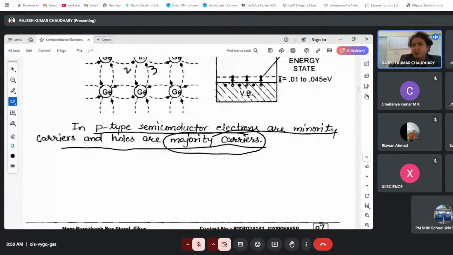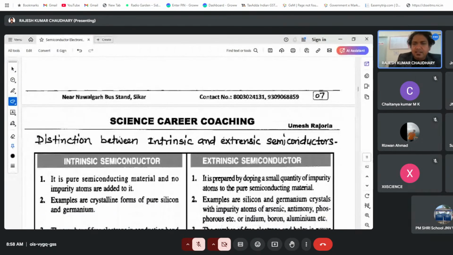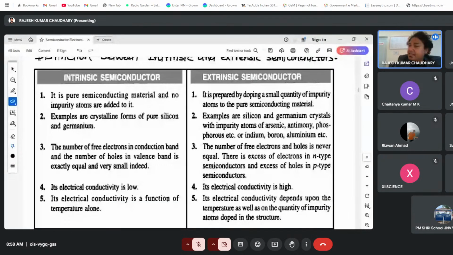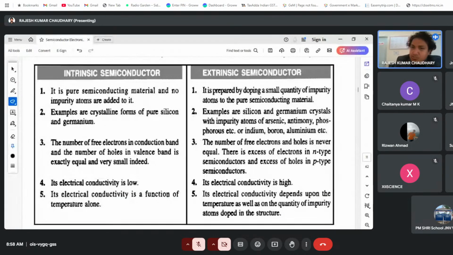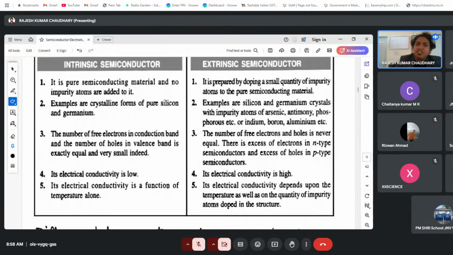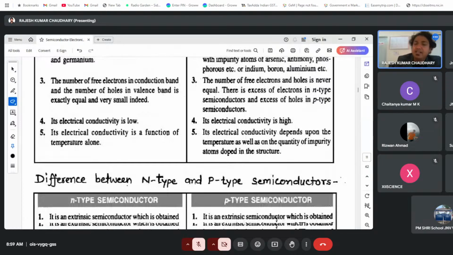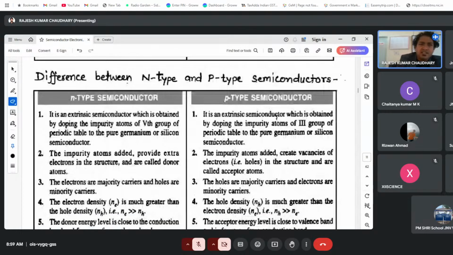I hope you have got this point. Here we have the difference between intrinsic and extrinsic semiconductor. They have asked this question many times. When you see the previous year question papers, you can see that they have asked many times what is the difference between intrinsic semiconductor and extrinsic semiconductor. They have also asked the difference between n-type and p-type semiconductor. So let's summarize the difference between n-type and p-type semiconductor.